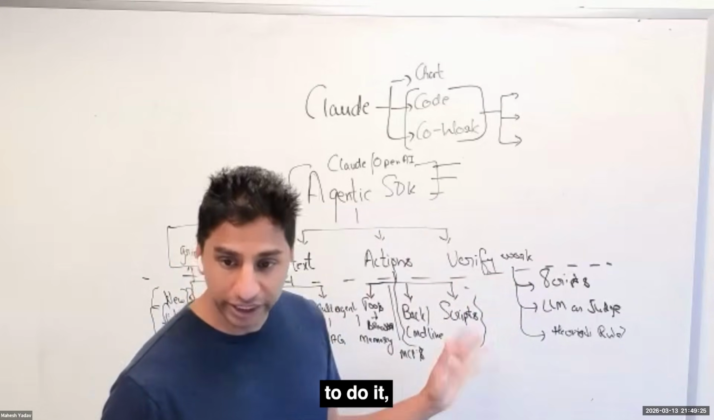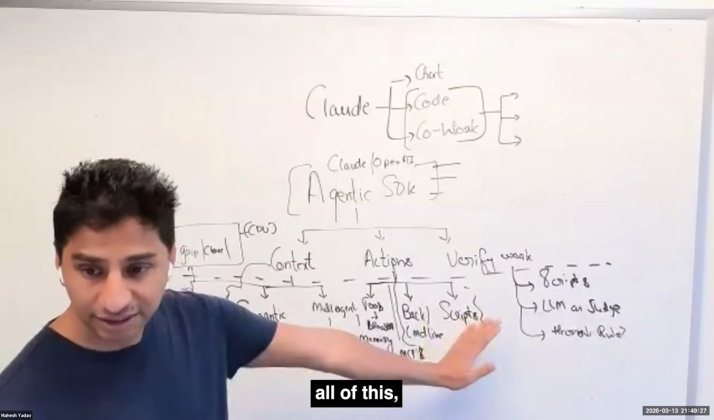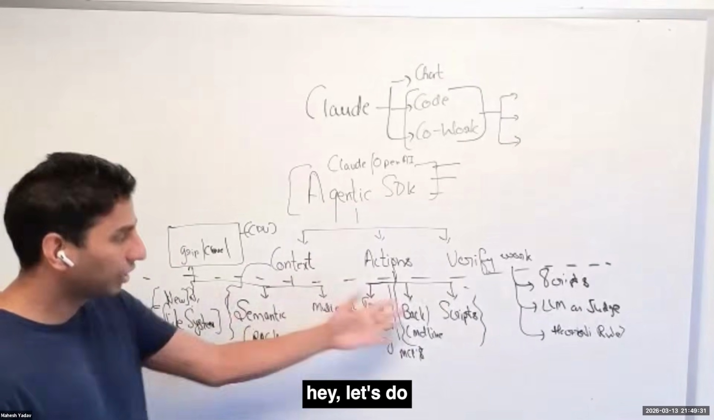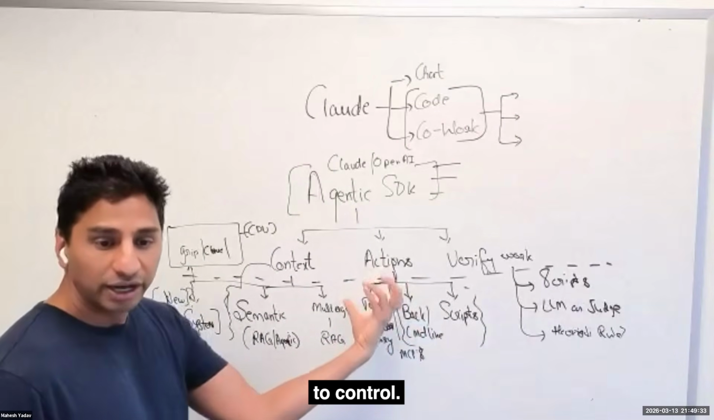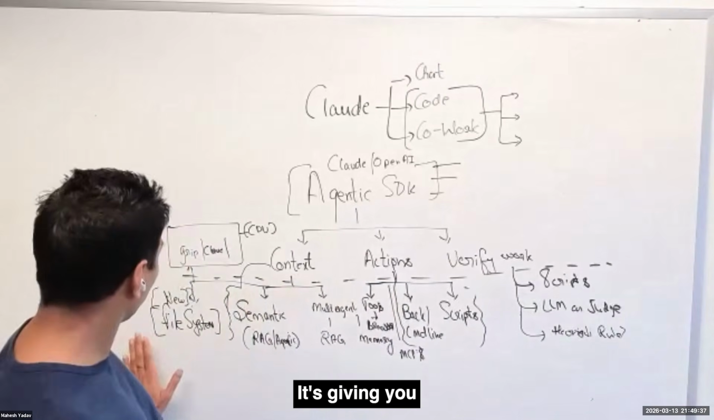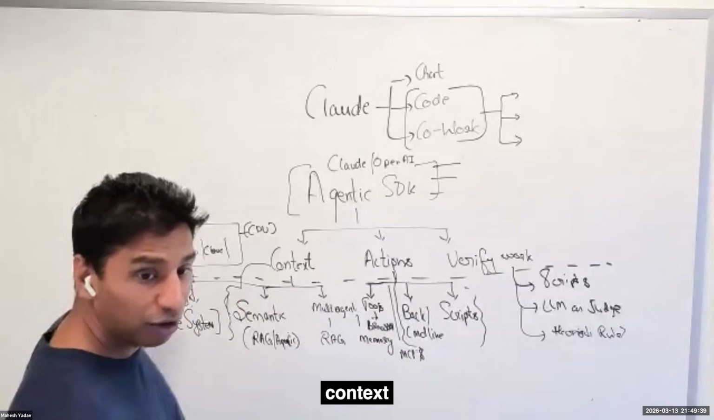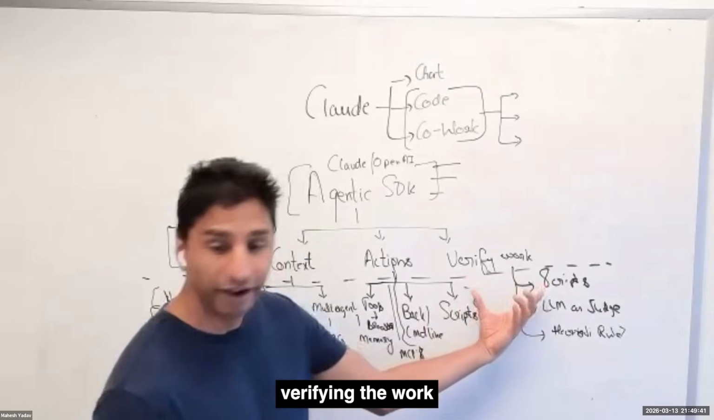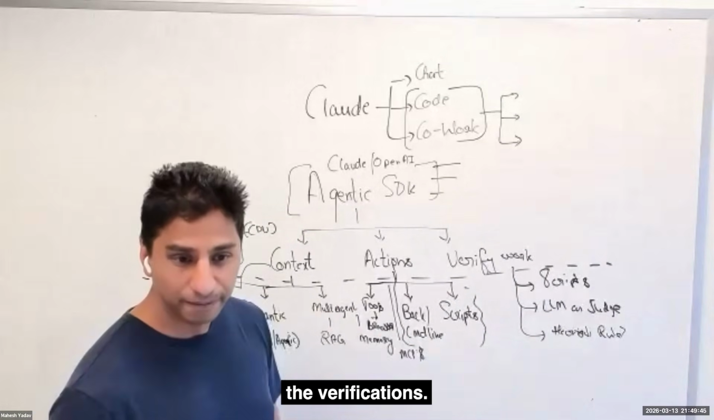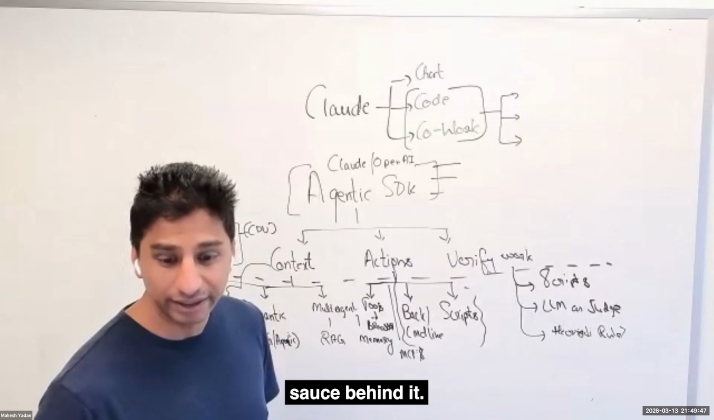Earlier, if you wanted to do it, your engineers needed to do all of this, which you were evaluating, saying, hey, let's decide which actions to control. It's adding a lot of actions out of the box. It's giving you your file system context out of the box, and it's verifying the work for you. So you need not go and do the verifications. And that's the secret sauce behind it.